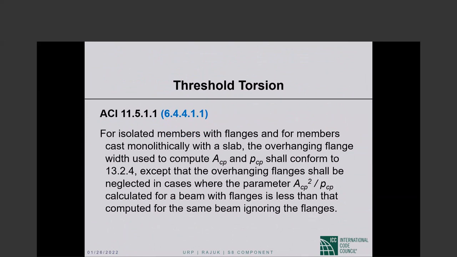Okay, so we are back to threshold torsion. For isolated members with flanges and for members cast monolithically with a slab, the overhanging flange width used to compute A sub CP and P sub CP shall, as I showed you in pictures, come from the slab chapter. Except, and this is what is new on this page, that the overhanging flanges shall be neglected in cases where the parameter A sub CP squared over P sub CP calculated for a beam with flanges is less than that computed for the same beam ignoring the flanges.